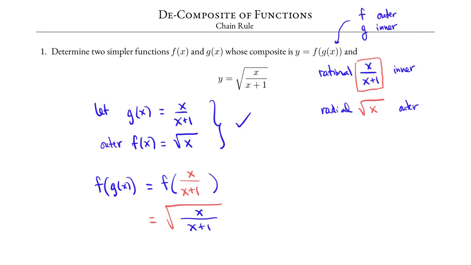We found the two simplest functions. f of x is simply the square root of x, and g of x is simply x over x plus 1. These two functions are simpler than the given function.